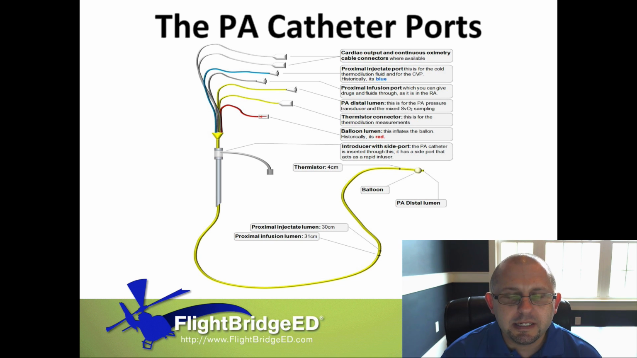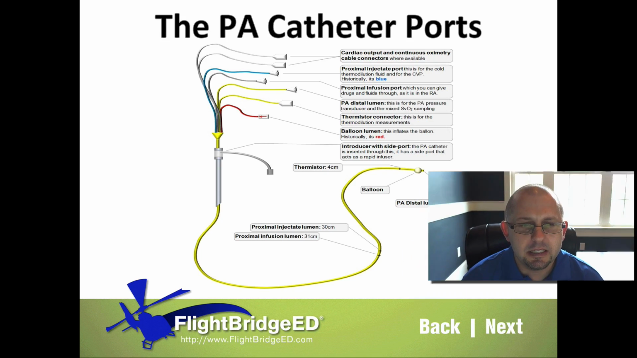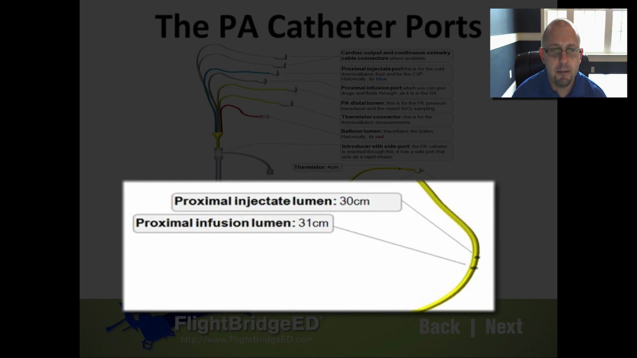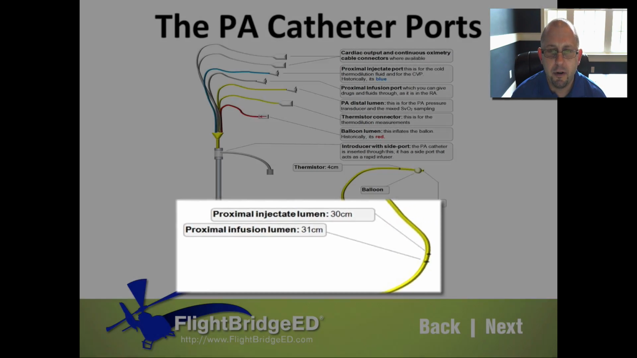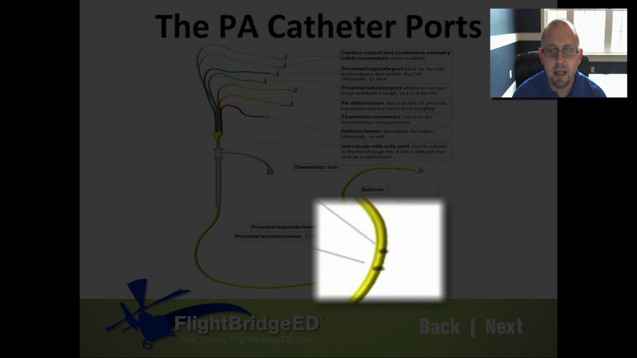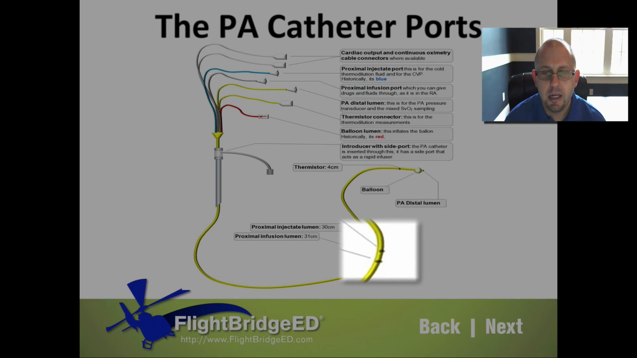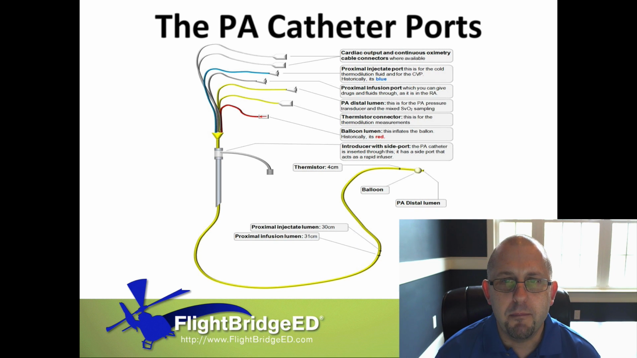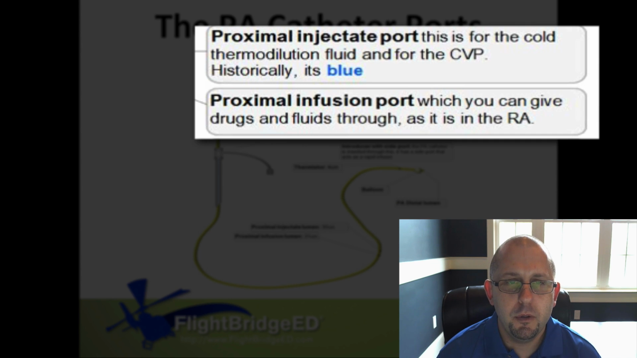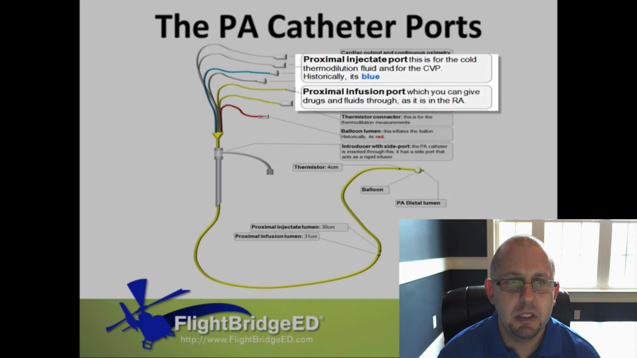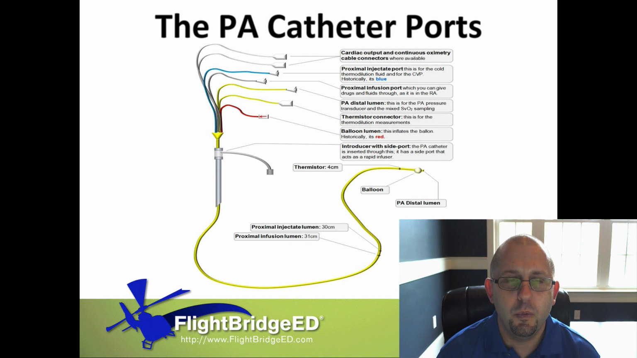If you go all the way down to the bottom, you can see this proximal injectate lumen and proximal infusion lumen, and they're pointed out at 30 centimeters and 31 centimeters. Those are the main ports that you're going to utilize to infuse medications. You can give TPN, you can give fluids, hang drips, you can do an abundance of things with those two ports. So you have two different ports to access that central circulation.